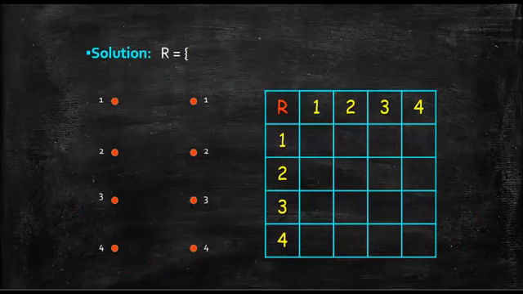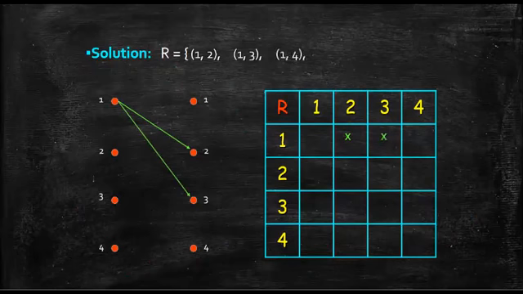The solution: we can't take 1, 1, so we are taking 1, 2. Then we have mapping 1 to 2, and we are also representing it in this table. So we are taking 1 and 2. Then the next thing, 1, 3, similarly mapping along with the table, 1, 4.